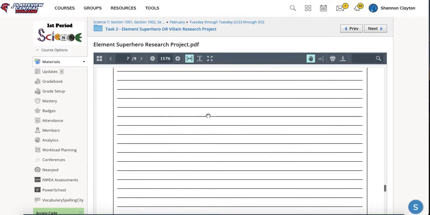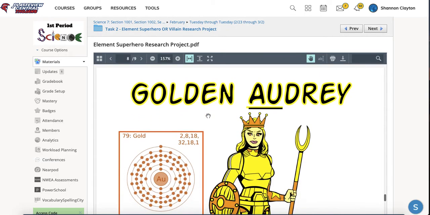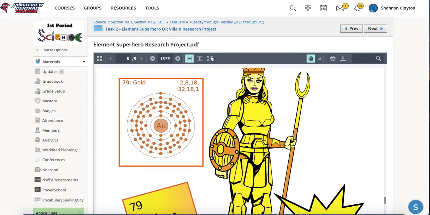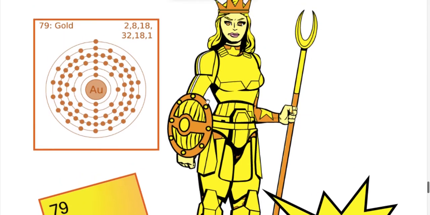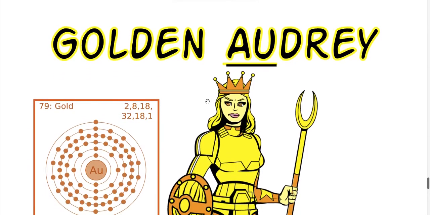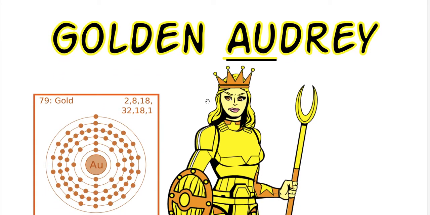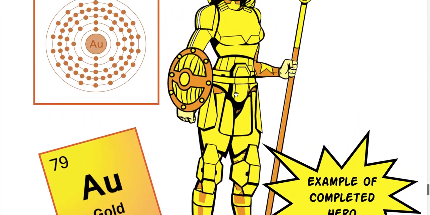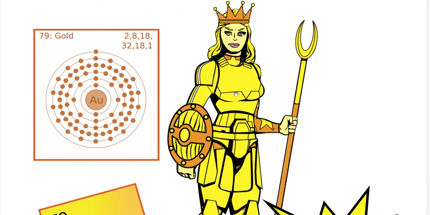Are you ready? So this is Golden Audrey. See? She's golden. I'm going to make this full screen. Okay, so there's Golden Audrey. And if you remember in the rubric, there's some things that you have to include. You have to include the name of your superhero or supervillain, which has to tie into the element. So gold has a symbol of Au, and so there's the name. She's wearing a gold plated armor suit.